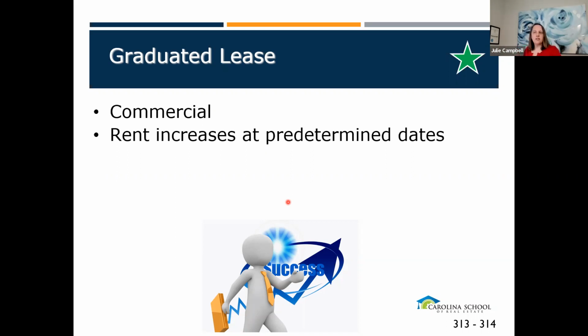For a graduated lease, think of a startup business. You just started a new company, you got a lease, maybe you took a 5-year lease or a 3-year lease. You're not making any money yet, you just started. But each year your rent's going to go up with the expectation that your business is growing.